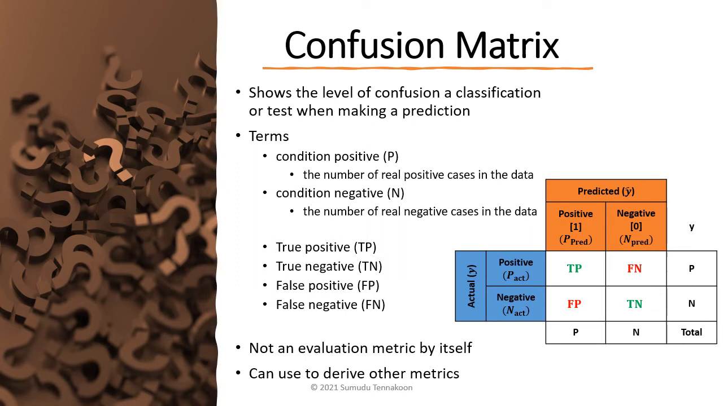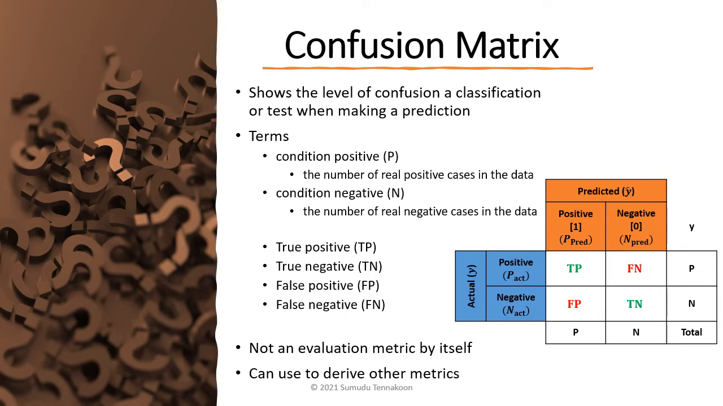And when the actual value is positive and the prediction is negative, we call it false negative. A few important relationships you can make: true positive plus false negative should be equal to the number of positives in your actual, and false positive plus true negative should be equal to the total number of negatives in actual.